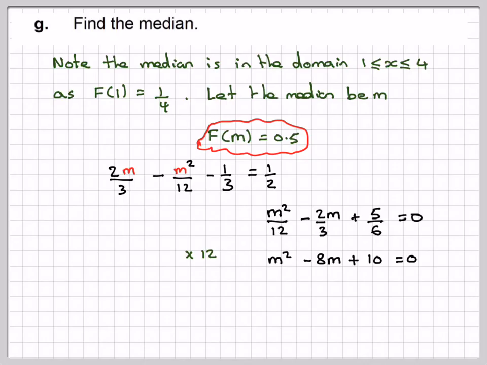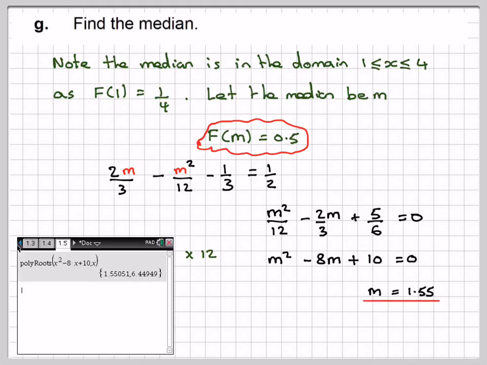So going back to my piece of work, there's a screenshot, and therefore the median is equal to 1.55. It's quite a long video, with quite a few techniques there with the calculator as well, and so you need to be very, very careful that you don't make a mistake.